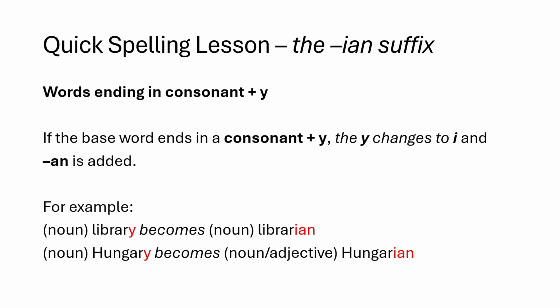If the base word ends in a consonant plus Y, the Y changes to I and AN is added. In these examples, you can see the Y is dropped from the base word and IAN is added to form the noun or adjective. Library becomes librarian. Hungary becomes Hungarian.